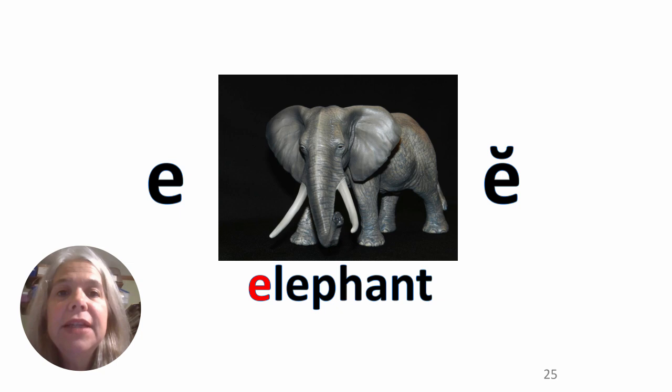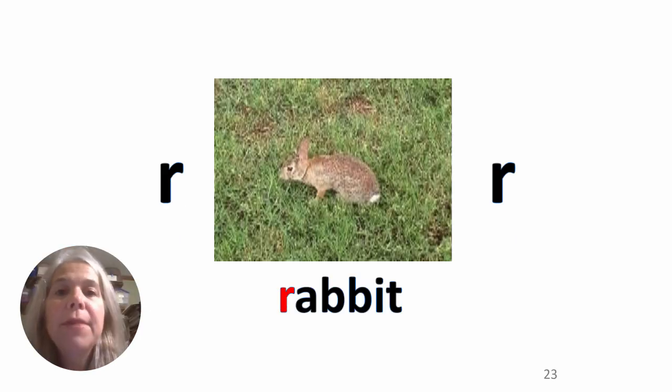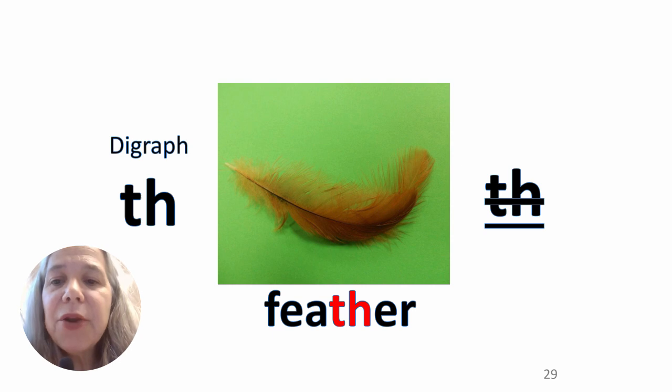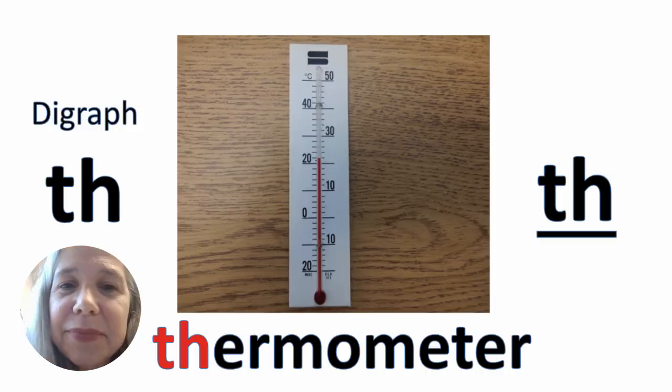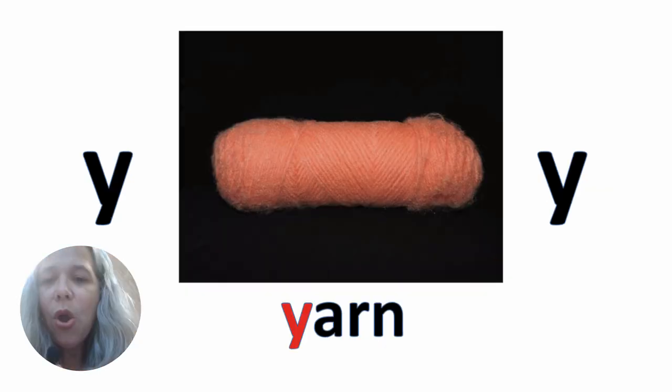E, elephant, e. E, e, e. R, rabbit, r. Digraph CK, duck, k. Digraph TH, feather, th. Digraph TH, thermometer, th. Y, yarn, y.